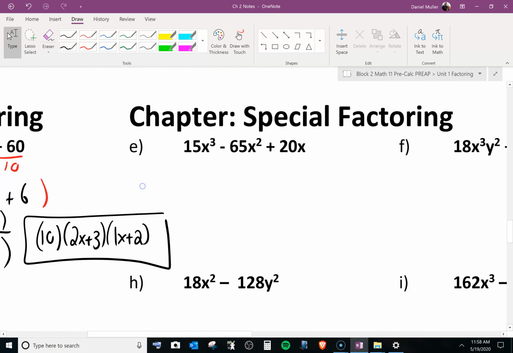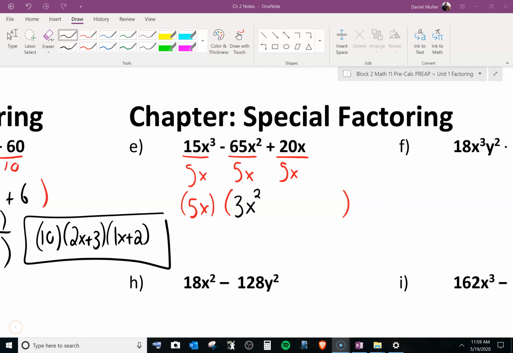let's see here. I can take out a 5? I'm thinking 5. And x cubed, x squared, and x, I can take out an x. So I'll take a 5x out. And I'm left with 15 over 5 is 3, and I'm left with 2 x's. 65 over 5, that is 13, so negative 13x. 20 over 5 is a positive 4.